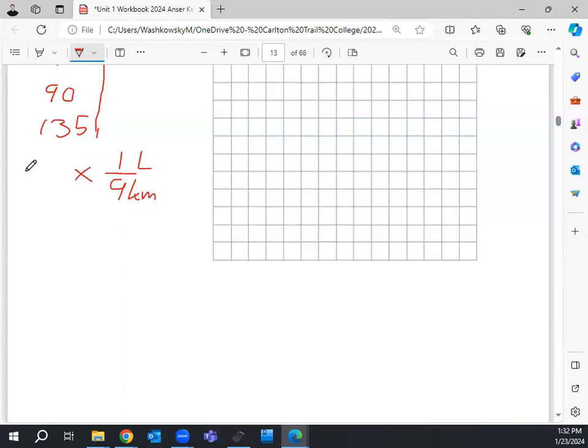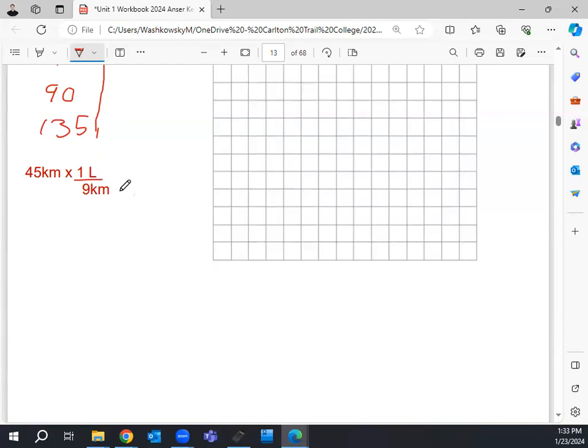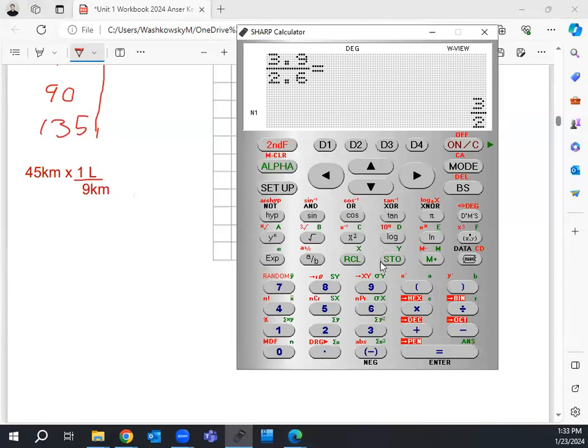So what happens if I take that and I just go 45 kilometers with it? Why don't I just take 45 kilometers and multiply that with 1 liter over 9 kilometers? And that's going to spit out a number. That's going to spit out how much I've actually used here.